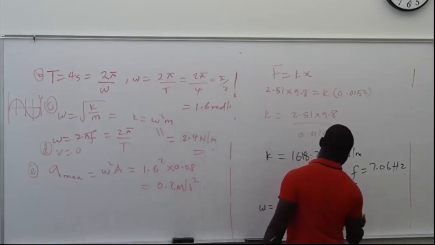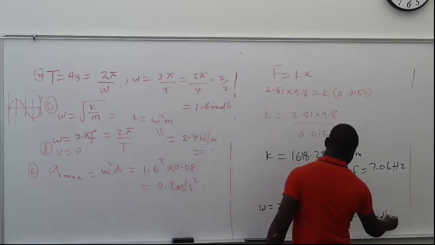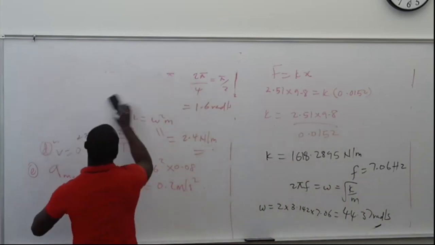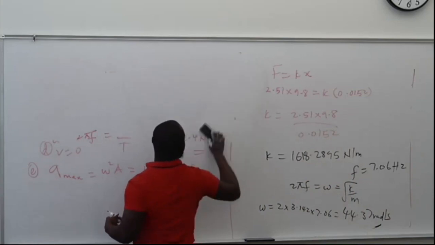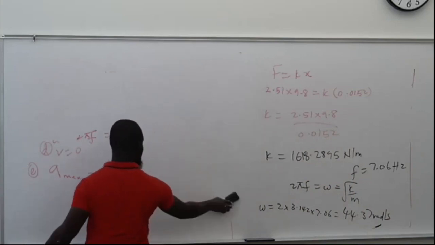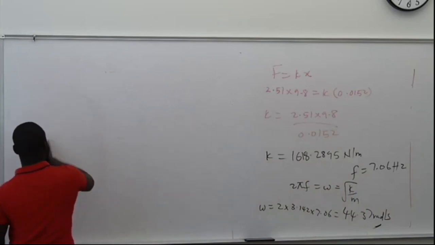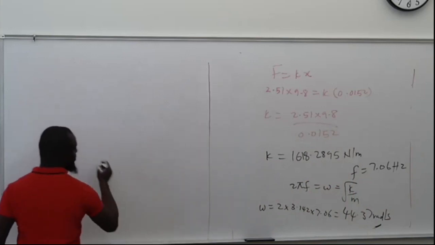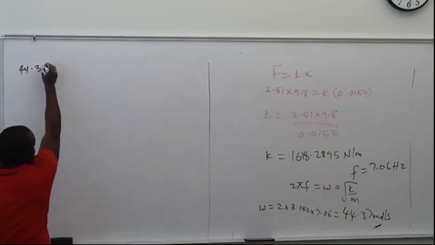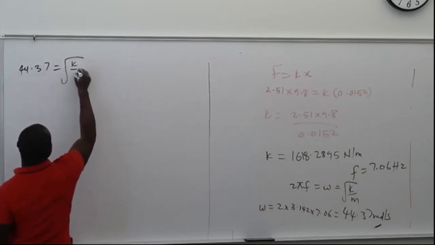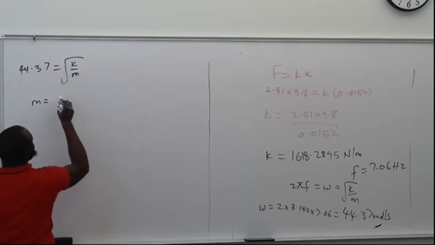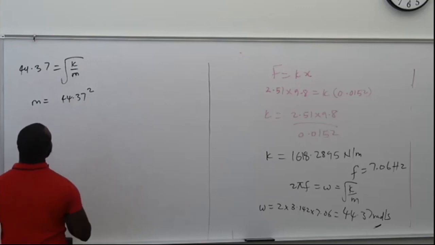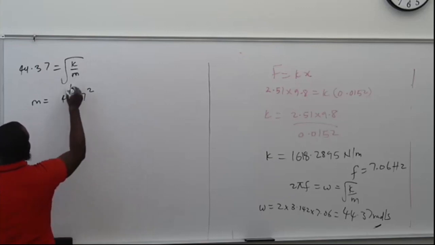That's 44.37 radians per second. So that's omega, and it is the same thing as the square root of K over M. So 44.37 equals the square root of K over M. So M becomes K divided by 44.37 squared.